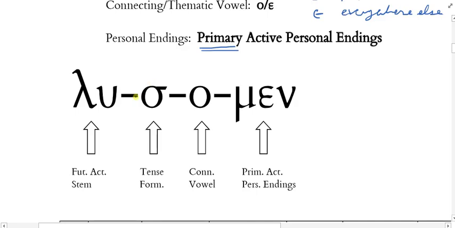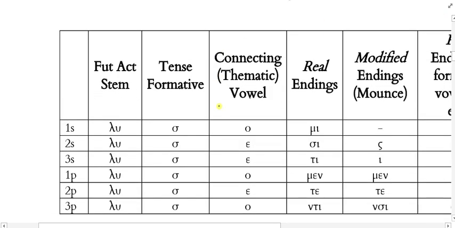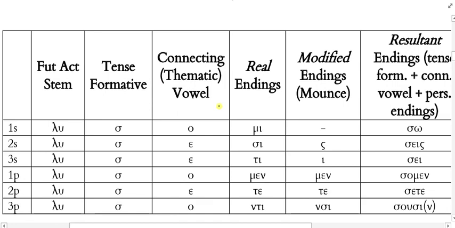Here's our sigma tense formative that goes right after the stem. That indicates future time. The connecting vowel is omicron if I start with mu or nu, and men is the one I've chosen. That's the first person plural. So how am I going to translate this? The men is we, lu, loose, sigma, will. So we loose will, which is to say we will loose or we shall loose. All right?